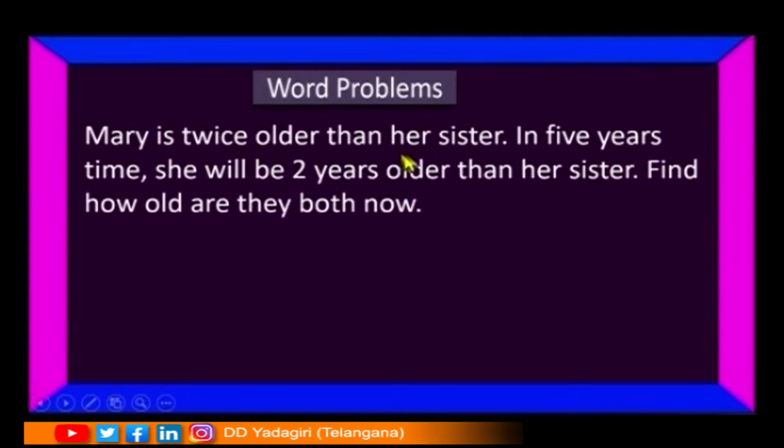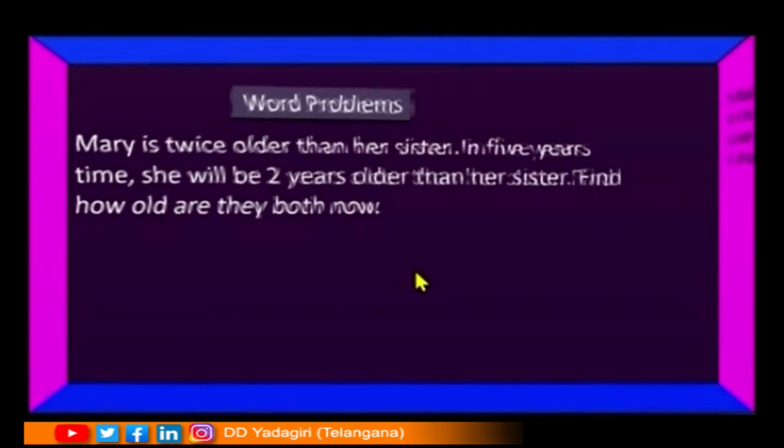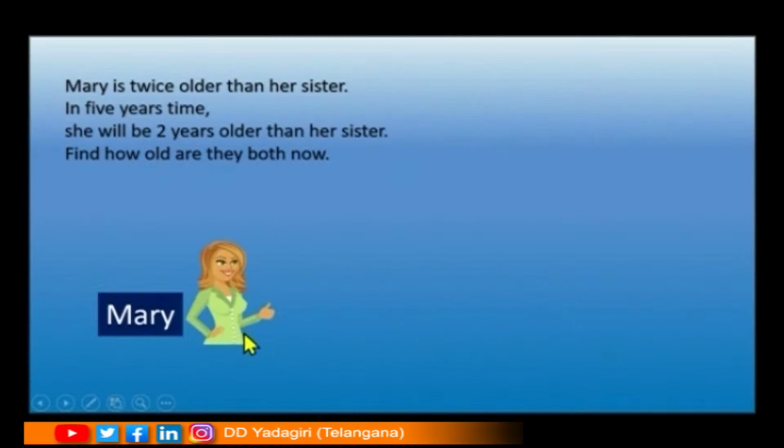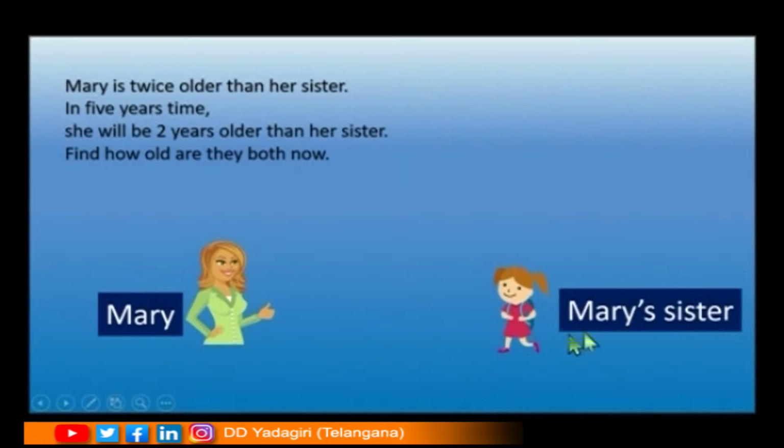Mary is twice older than her sister. In 5 years' time, she will be 2 years older than her sister. Find how old are they both now. Let us understand this question diagrammatically. You see, there are two girls mentioned in the question. So, let this girl be Mary, and she is her cute little sister, Mary's sister.